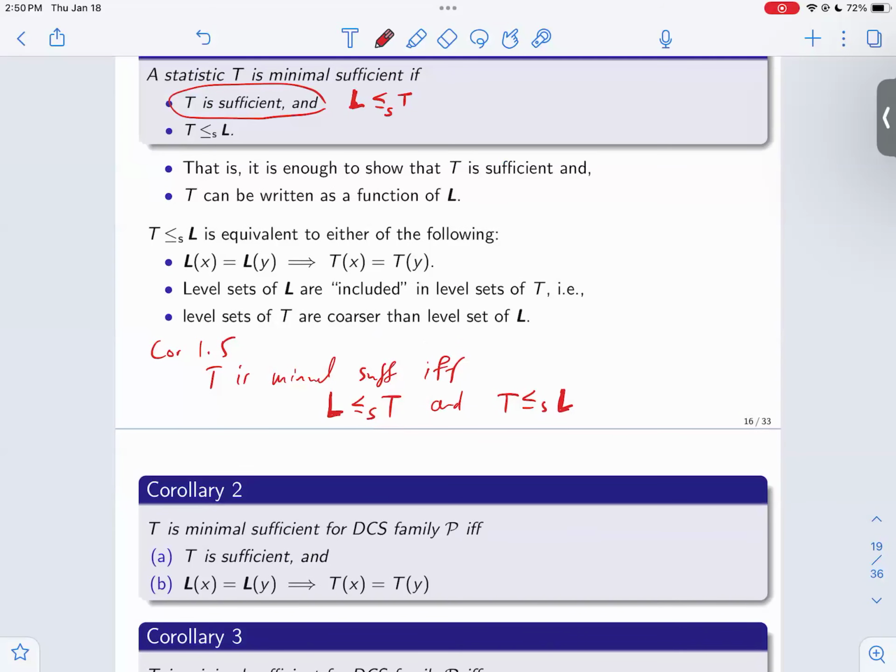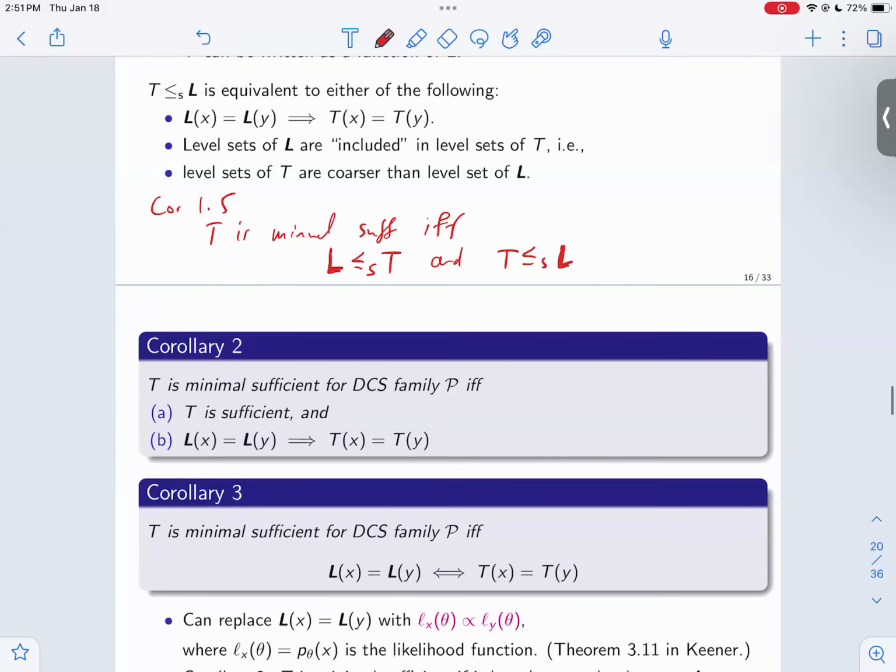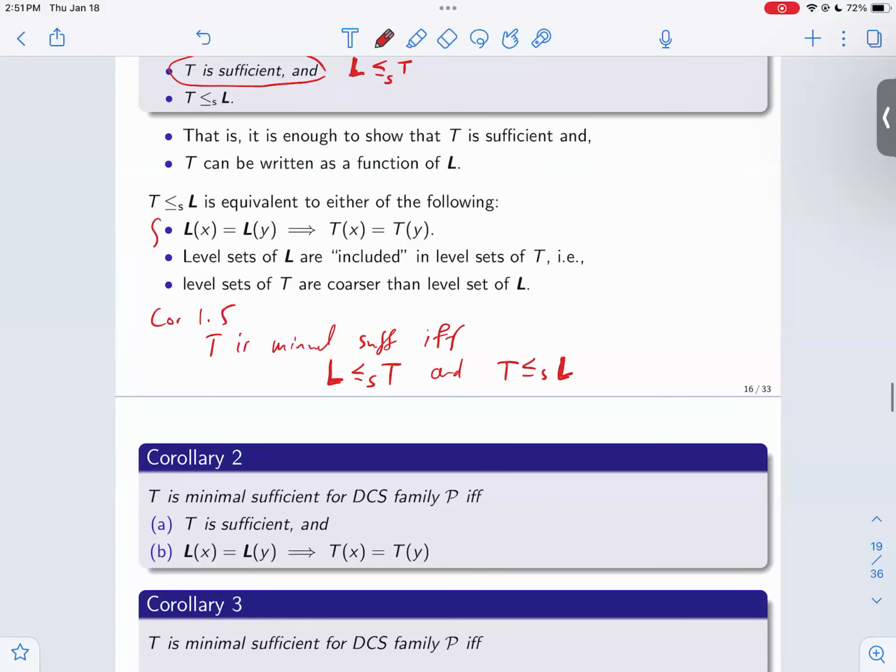Another characterization, so the same thing I can rewrite. This, like T being a function of L, this last, the second one, can be written as this conditional statement. So pick any X and Y. If X and Y are mapped to the same point by L, then they have to be mapped to the same point by T. So the advantage of this is that there is no specific function, but it's just implication. Once the implication holds, then it implies that there exists a function, and that's L to T.